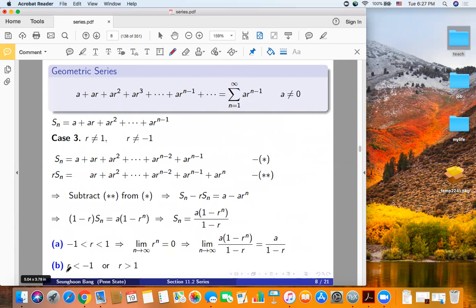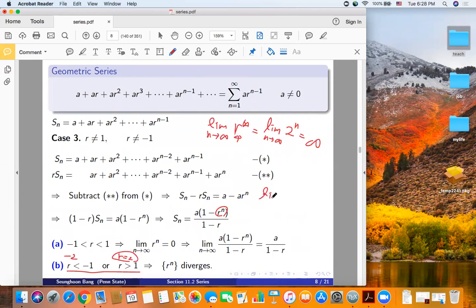Here r is outside that range. Take the limit of Sn. The same way, you can calculate the limit of r to the n first, and this is divergent. Think about r greater than 1: I can choose r equal to 2. Plug 2 in, the limit as n approaches infinity of 2 to the n is going to infinity, divergent. What if r is a negative number? I can choose -2.